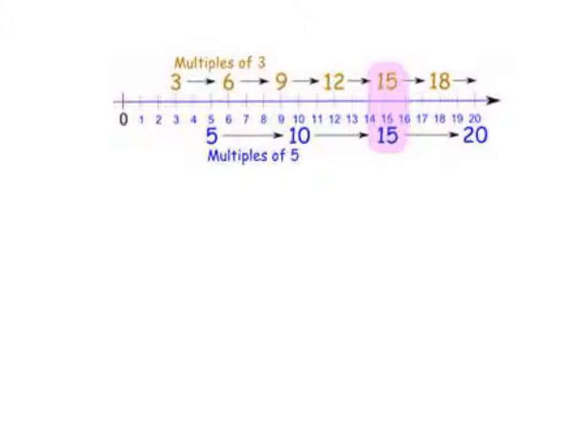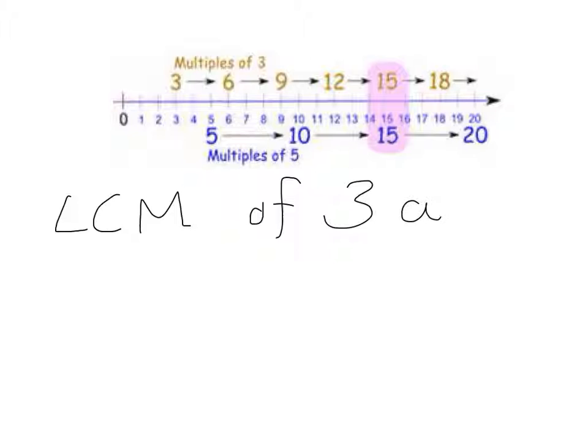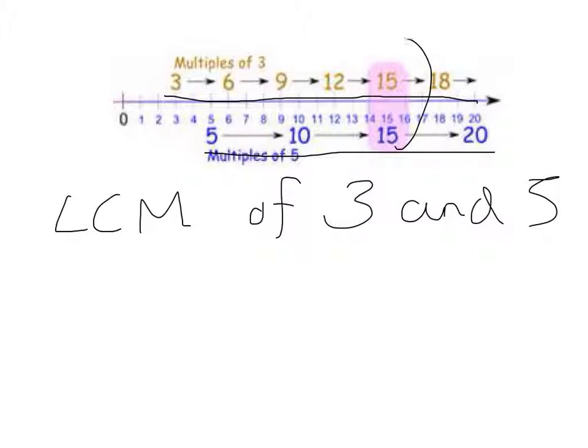This diagram is showing us the lowest common multiple of 3 and 5. So again, I'm looking for the lowest times table that they've both got. So they've written out the 3 times table, 3, 6, 9, 12, 15, 18. The 5 times table, 5, 10, 15, 20. And you can see the first number that they've both got is 15.